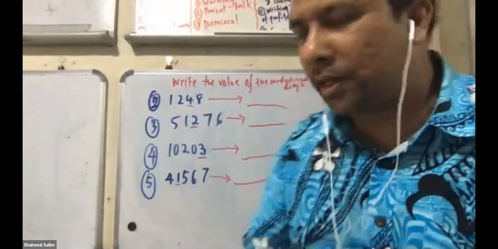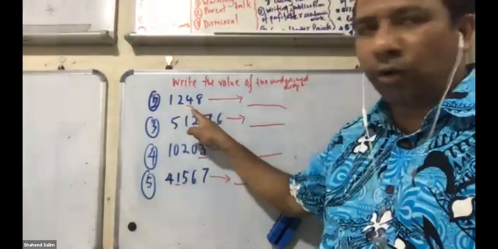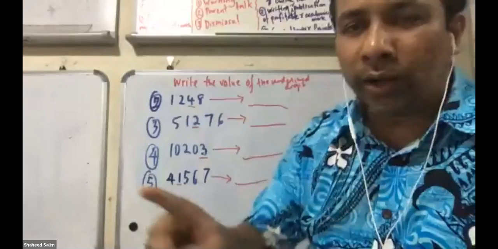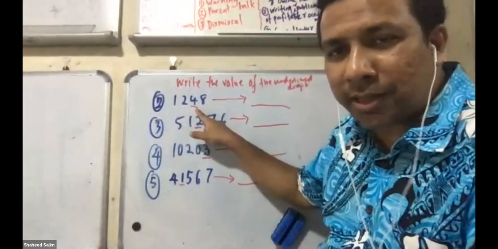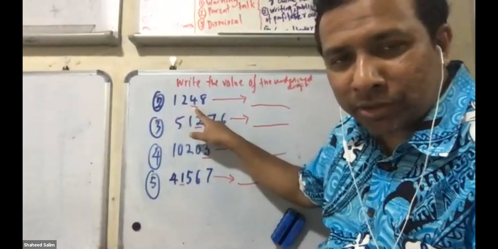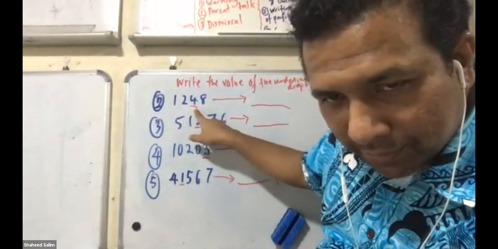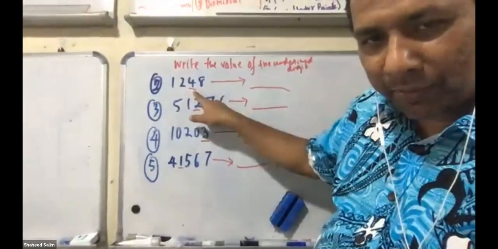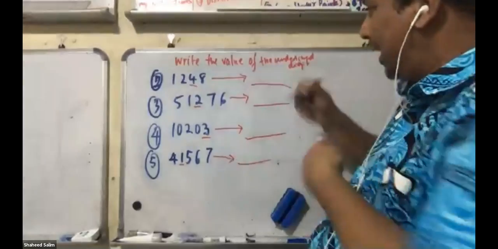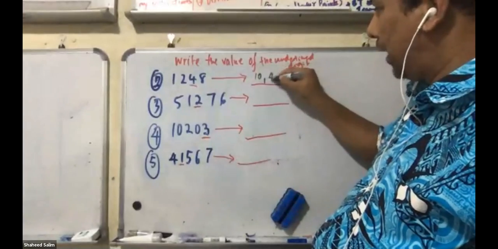Auni, what's the answer for question number 2? What's the value of 4? 10. Okay. What about Naomi? What's the answer? Don't change your answer. Believe in yourself. Naomi, are you there? What's the answer for the value 4? 4 tens. Okay. So one say 10, one say 4 tens.